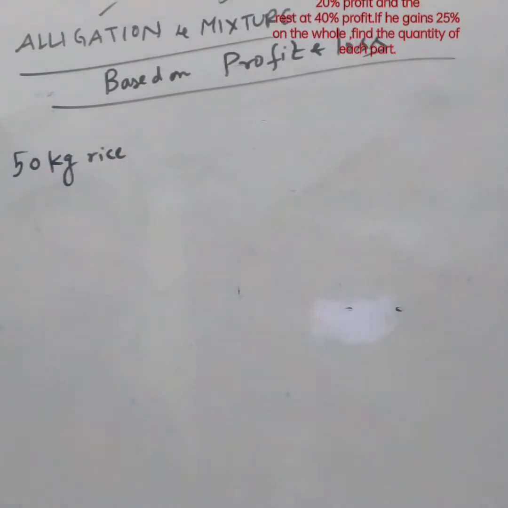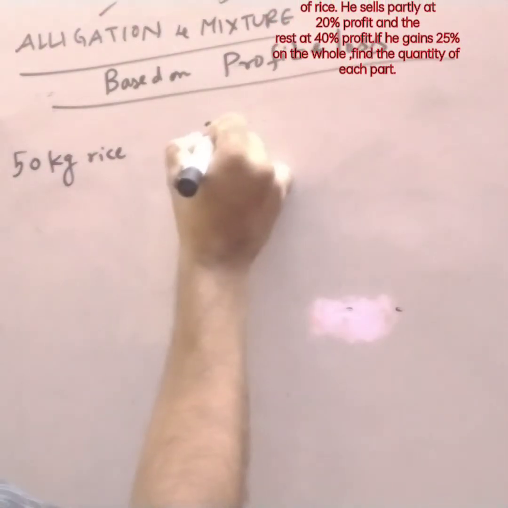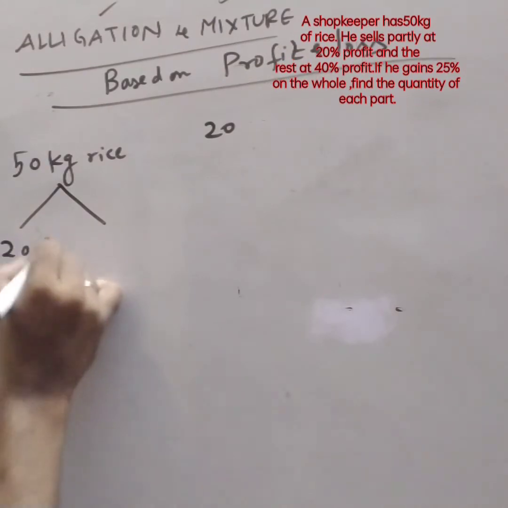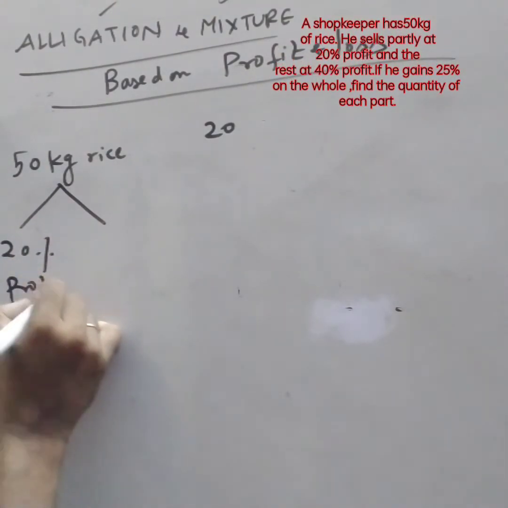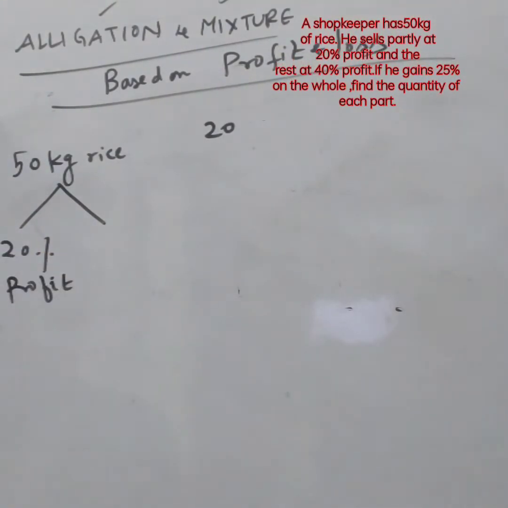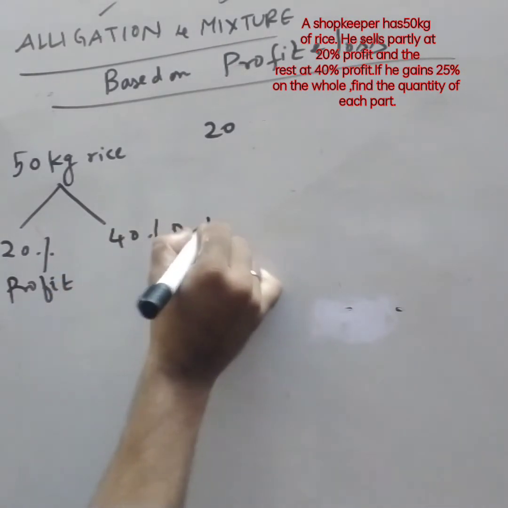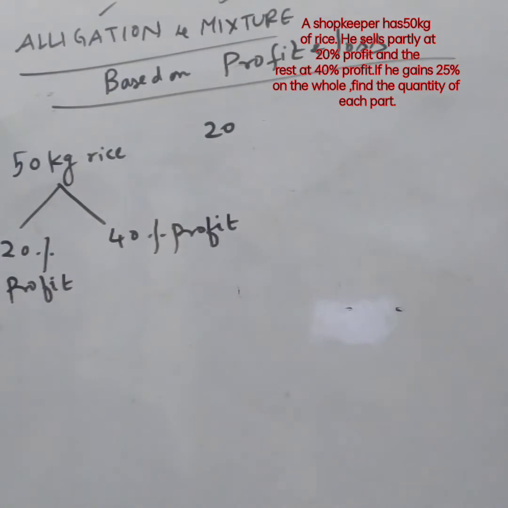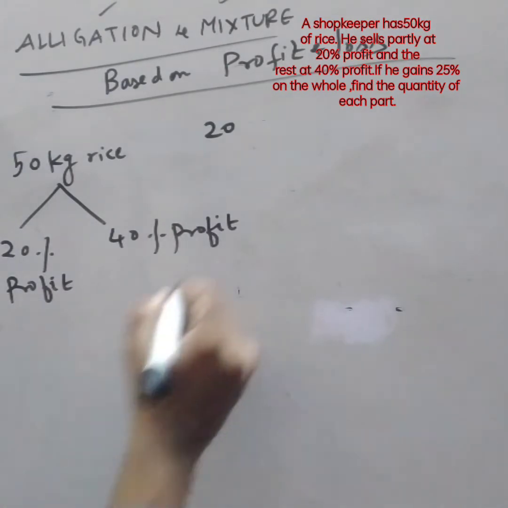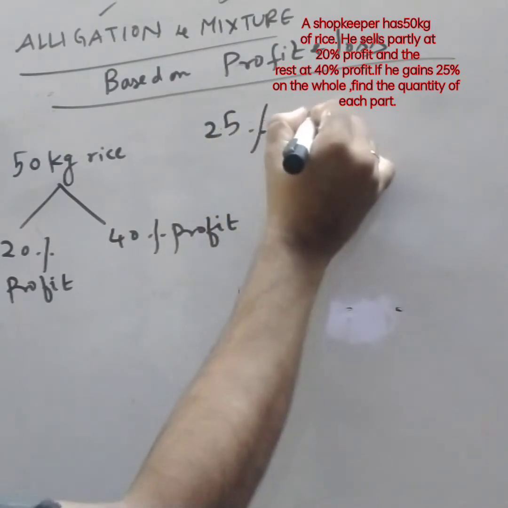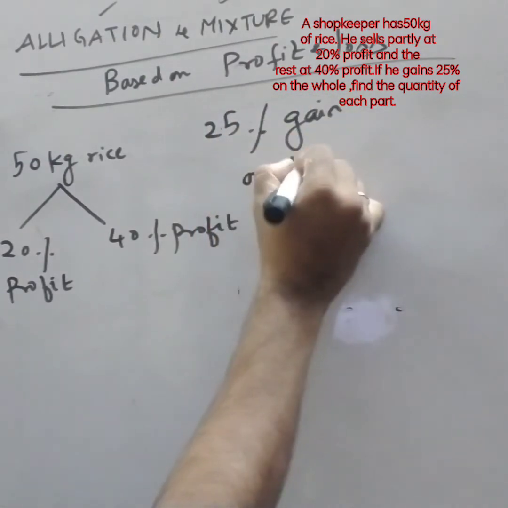He sells partly at 20% profit. So this 50 kgs is divided into two. Partly selling at 20% profit and partly he is selling at 40% profit, so that he gains overall 25% gain on the whole.